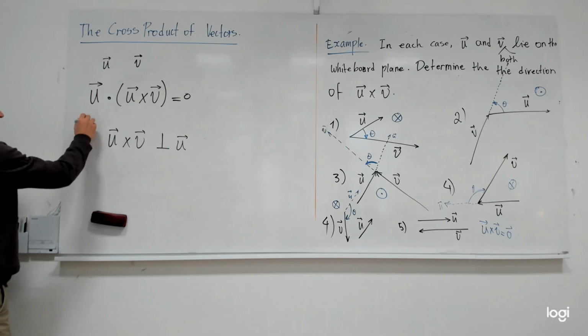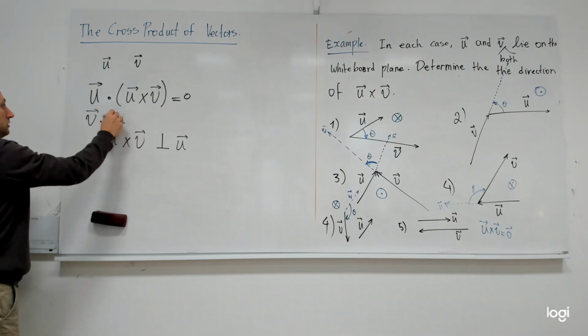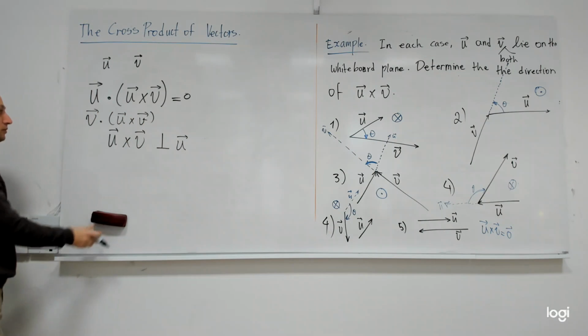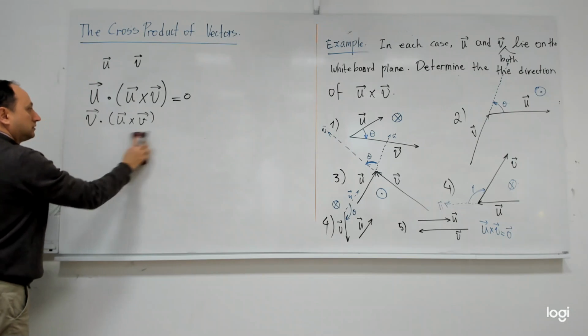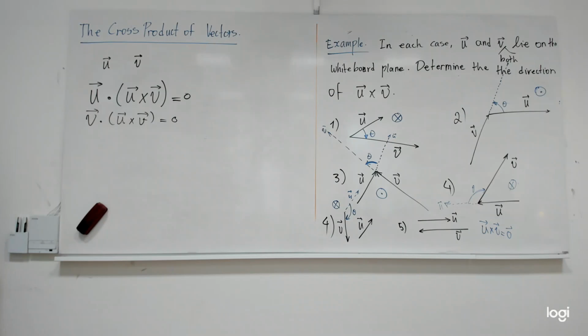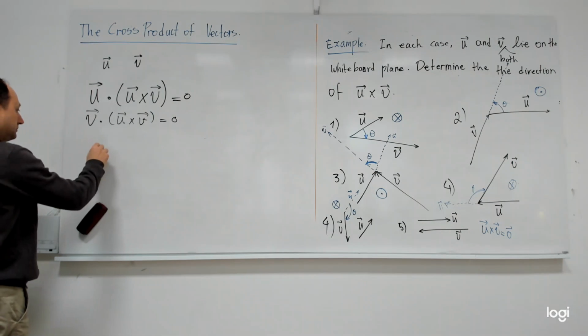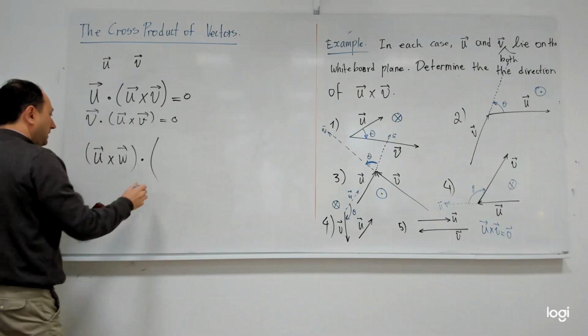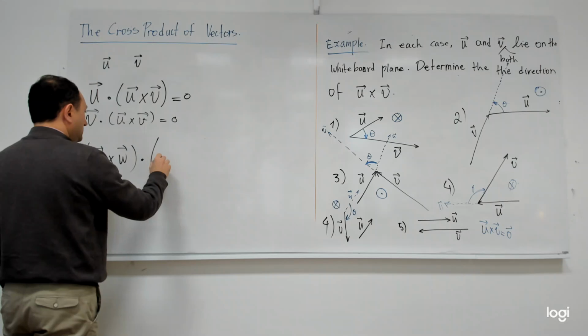What is this combination? Just be quick. 0 again, yes? Because u cross v is perpendicular to both of them, yes? Is that right? What is this one? First of all, tell me, is it meaningful or meaningless?